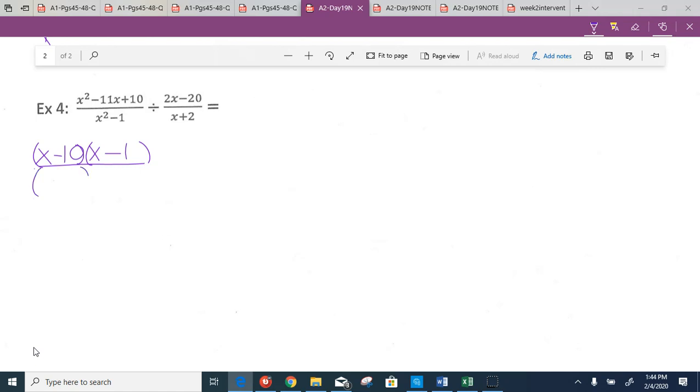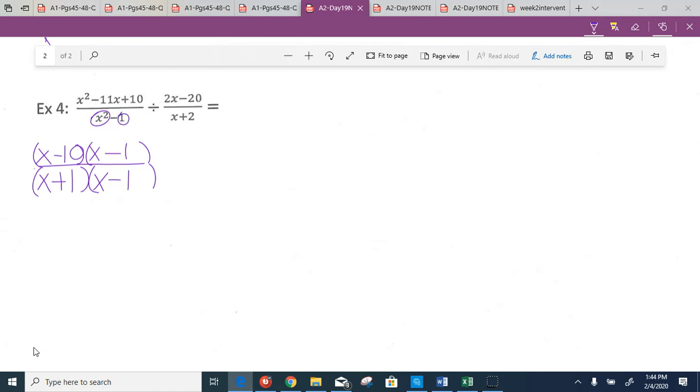On the bottom, it's another perfect square, like we had in an example, I think it was example 2. To get the x squared, you have x times x. What numbers will multiply to give you a negative 1, but will add up to give you 0 x's? That would be positive 1 and negative 1. Basically the square root of 1, plus and minus.